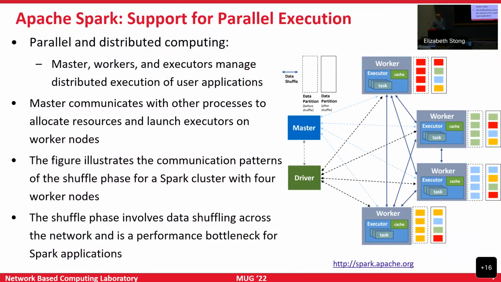So this is the support provided by Apache Spark for parallel execution. If we just look at the right-hand side here, we have this master node, and then we have the driver node, and then we have these workers that can execute in parallel. So this is a fault-tolerant programming model. Compared to MPI, the workers can come and go. It will not affect the overall execution of your program.